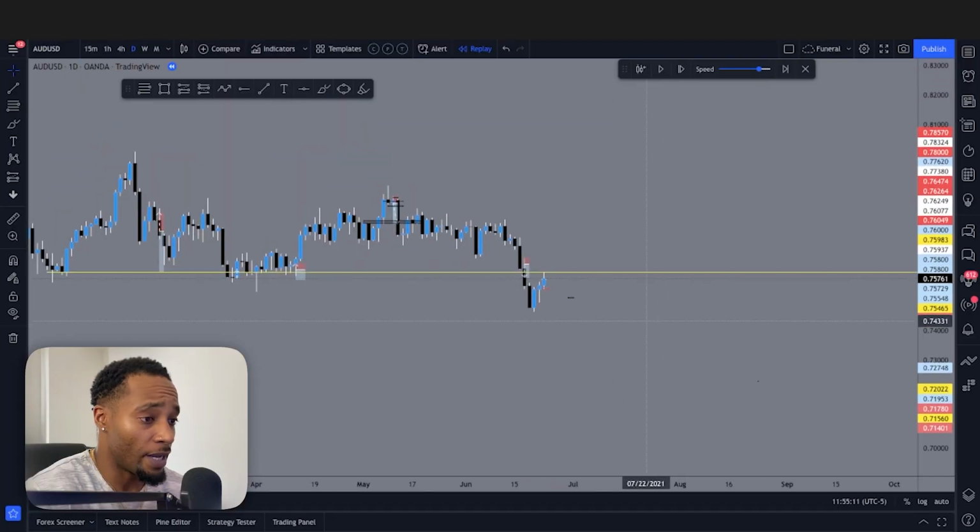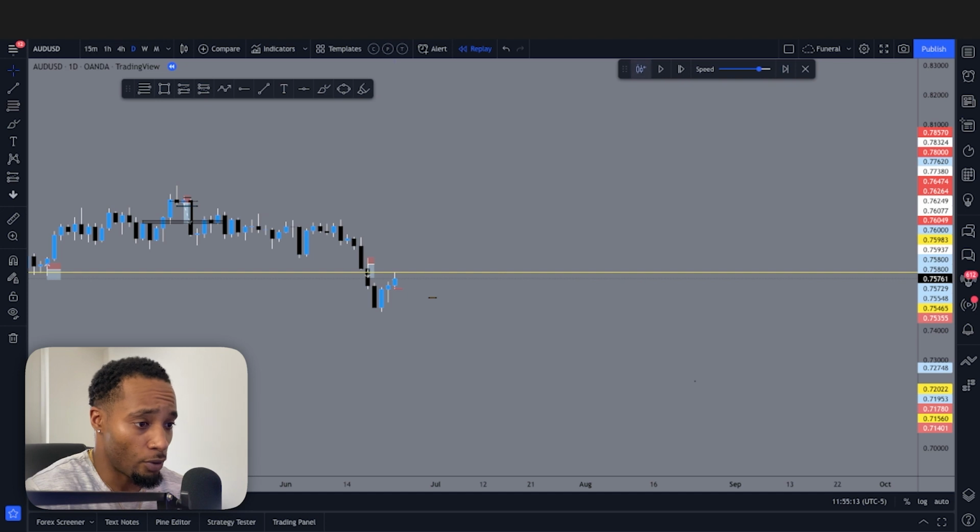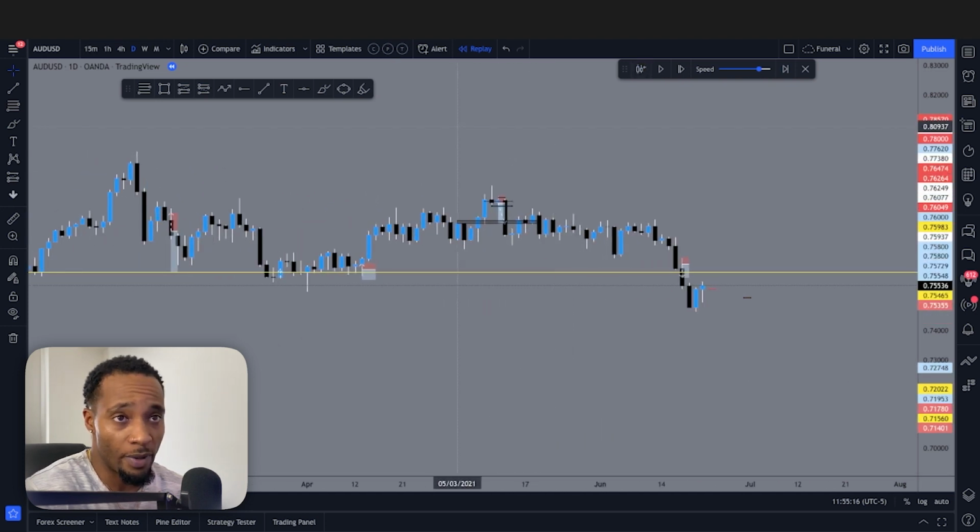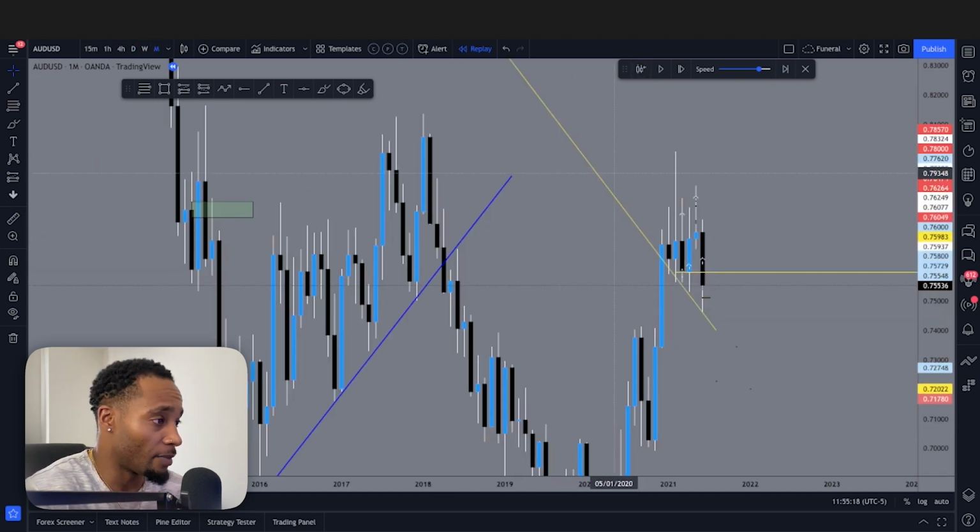But I think a lot of people skip this step, and I think that this example will really help to illuminate the idea that that is very important and that you need to understand it. So we're going to go back and let's start from the monthly time frame like we always do.